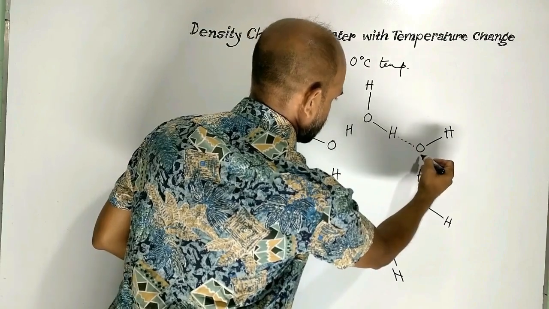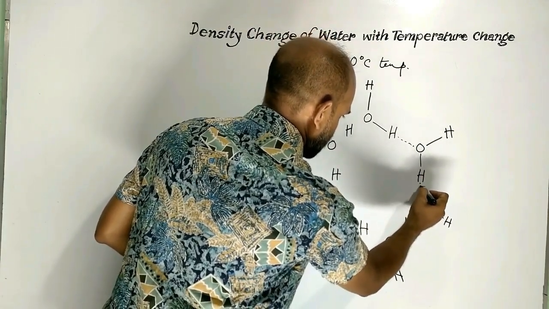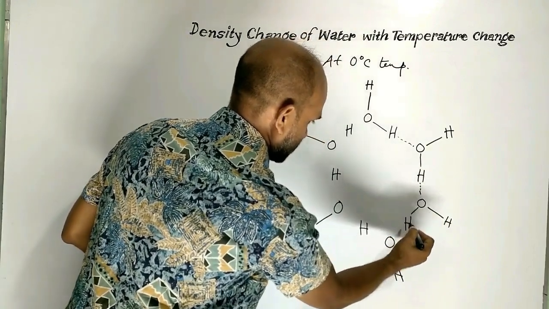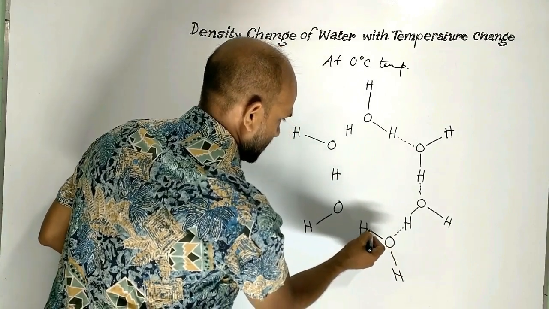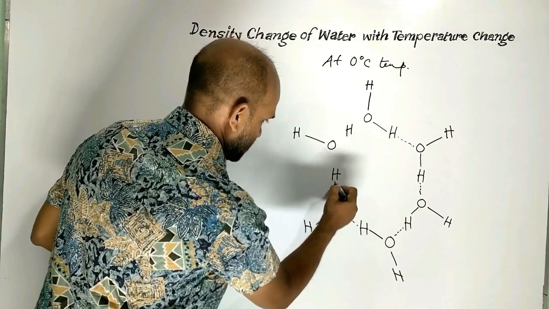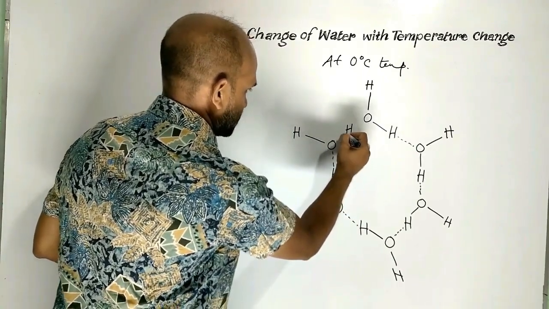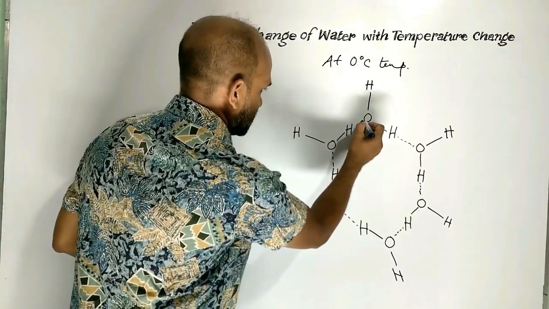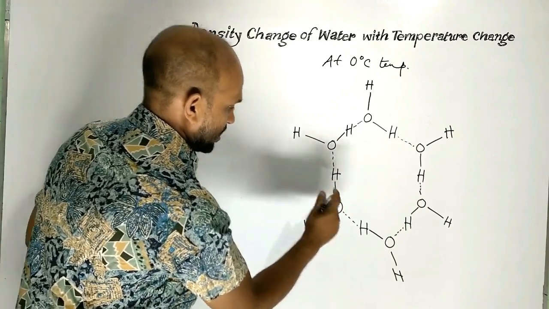Hydrogen bond. Oxygen hydrogen covalent bond. Hydrogen bond. Oxygen hydrogen covalent bond. Here hydrogen bond. This is the structure of ice.